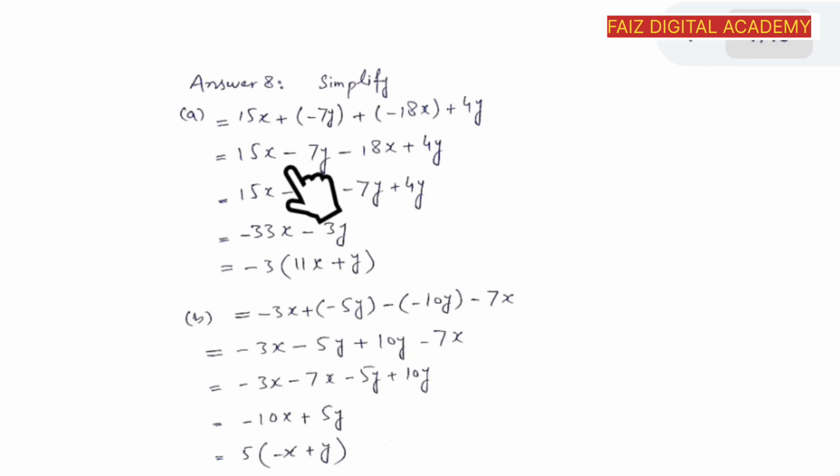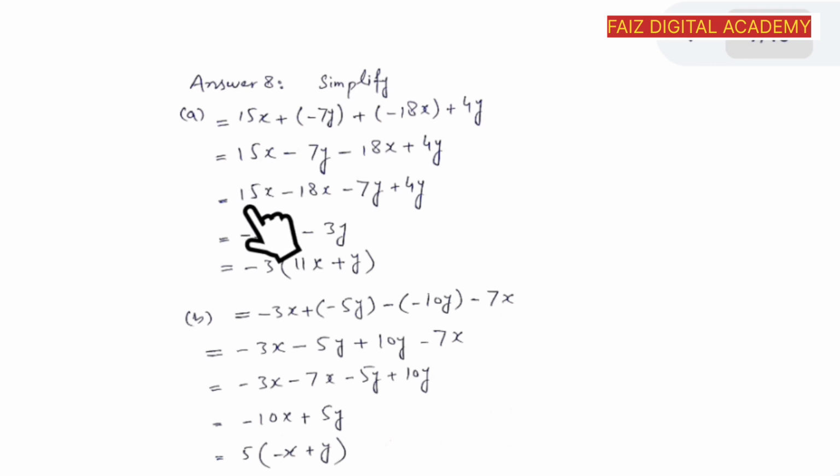So we see that 15x is written as such because we don't need to change it. This plus minus is minus, so these two signs are multiplied, and this minus 7 is written, then plus minus minus 18x, and then this plus 4y. After multiplying the signs and simplifying them, the next thing is to arrange them.